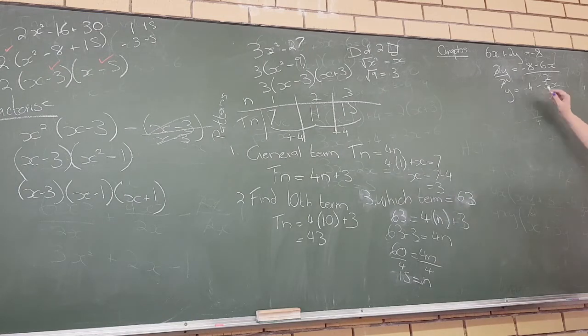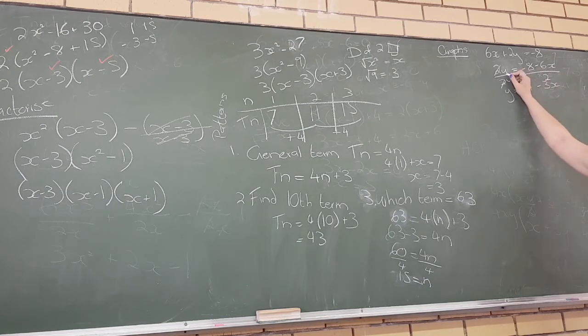If I get an equation for a graph that looks like this, the first thing I need to do is get my y on its own. So I take my 6x over, so I've got minus 8 minus 6x. From there I divide everything by 2 to get rid of that 2 next to the y. So I get y is equal to minus 4 minus 3x.